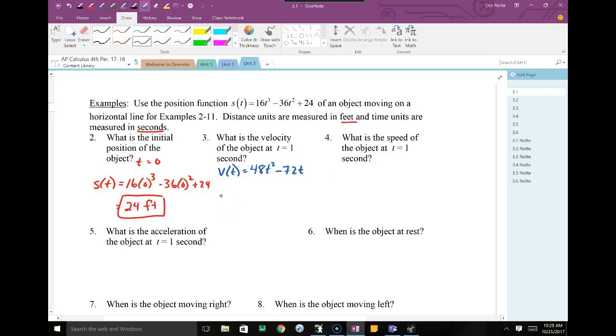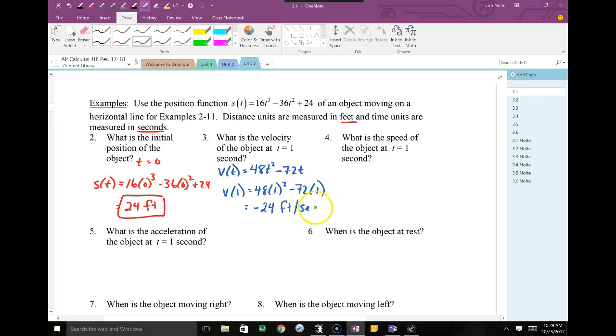So now, how am I going to find how fast it's moving at time 1? Plug in 1, good. So if I plug in 1, 48 times 1 squared minus 72. So anybody know what 48 minus 72 is? Negative 24. Close. How are we going to label this? If we're doing velocity, good, feet per second.